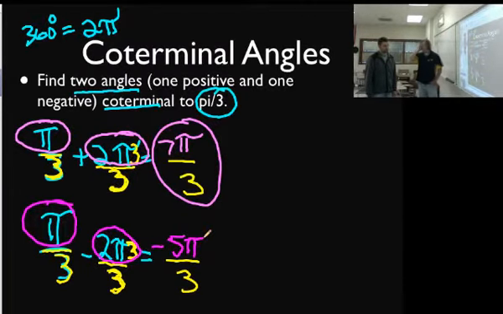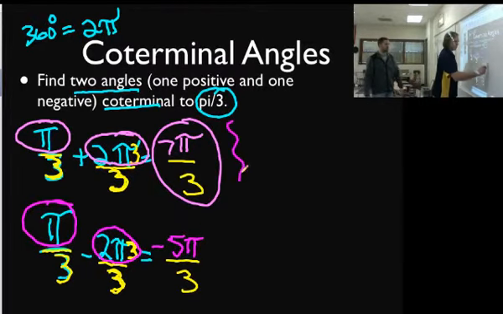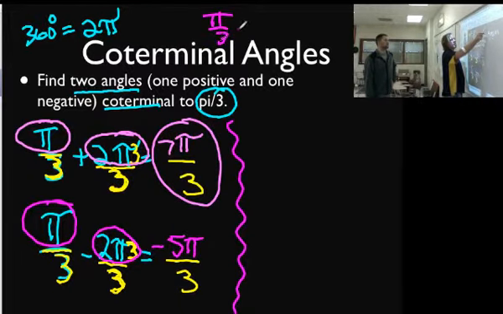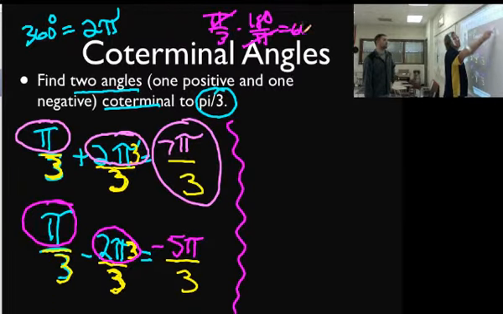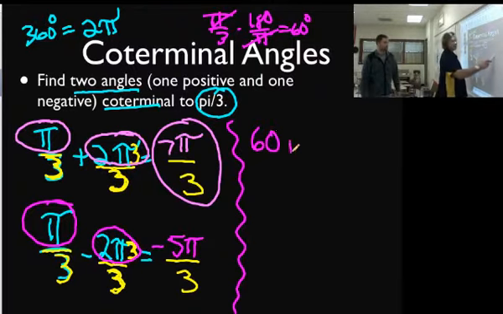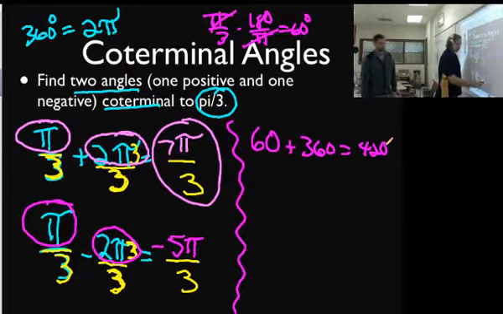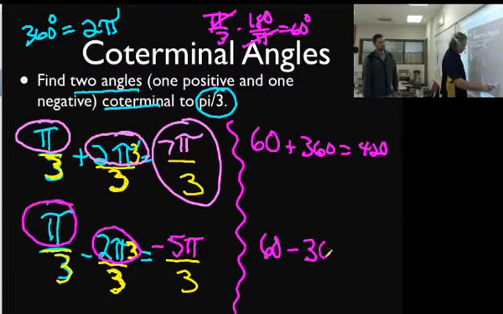Now, what's the other way to do this one? If this really bothers you, the other way is to convert your original radian measure to degrees. Take pi over 3 and convert that to degrees. So 180 over pi, that's 60 degrees. Then you could take 60 and add 360, and you get 420. Or take your 60 and subtract 360, and you get negative 300.